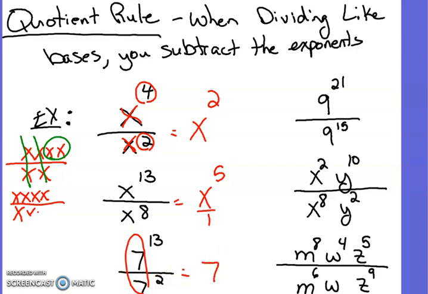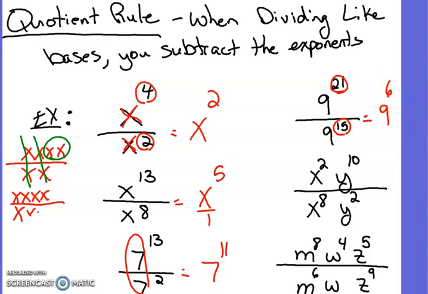And then you have 13 of them up top, 2 of them on the bottom. That means I'm going to have 11 of them remaining up top. So let's look at the next one. The base doesn't change. The base is 9. Again, don't actually take 9 divided by 9 as 1. Don't do that. The base doesn't change. And I have 21 9s up top, and I only have 15 on the bottom. That means I'm going to have 6 remaining up top.